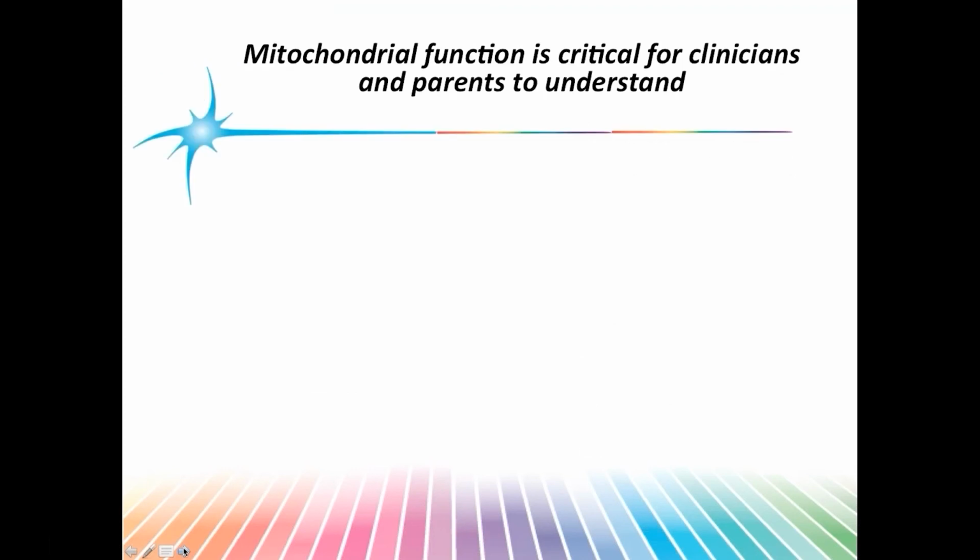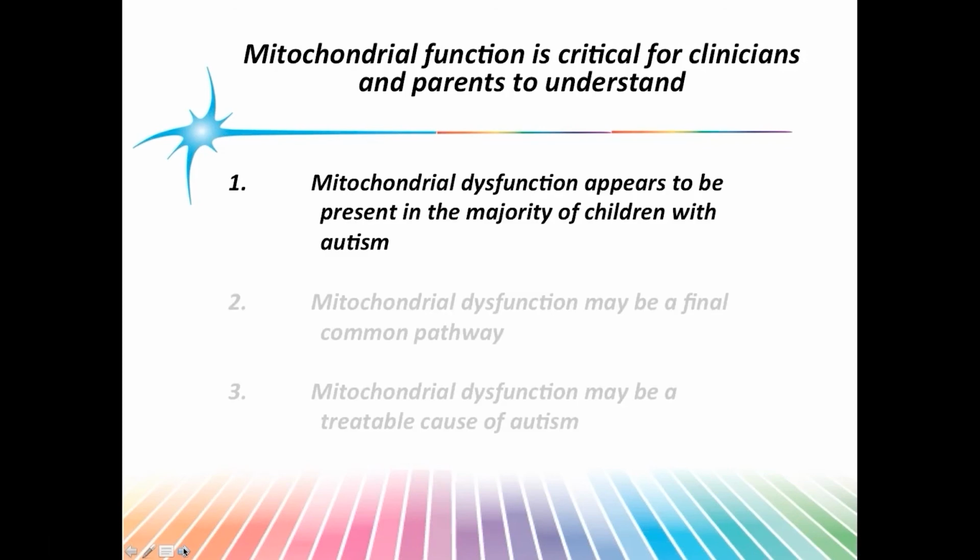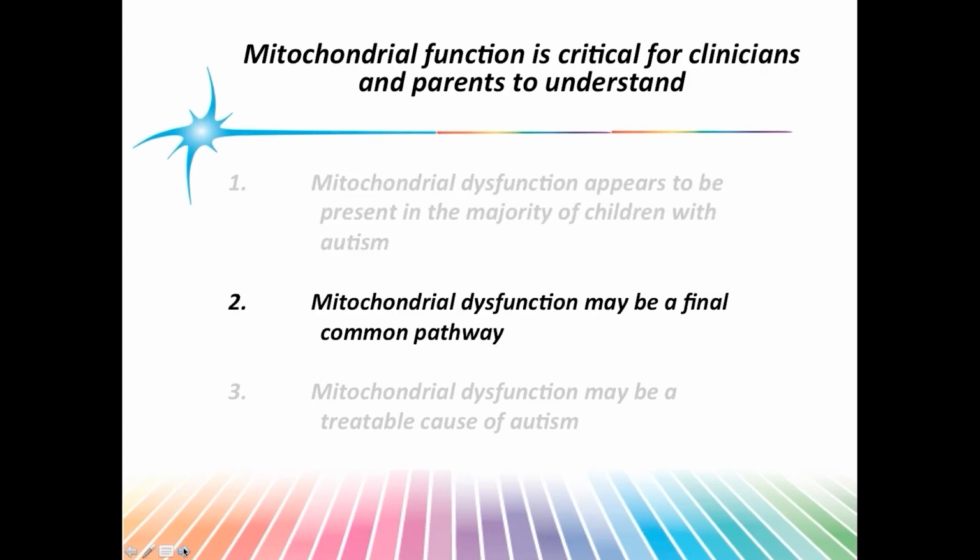Most professionals who care for children with autism still aren't aware of the importance of mitochondrial function, but it's essential that this change, because as we just covered, a substantial body of research now suggests that mitochondrial dysfunction is present in the majority of children with autism. It may be a final common pathway to the symptoms of autism, and it may be a treatable cause of autism.